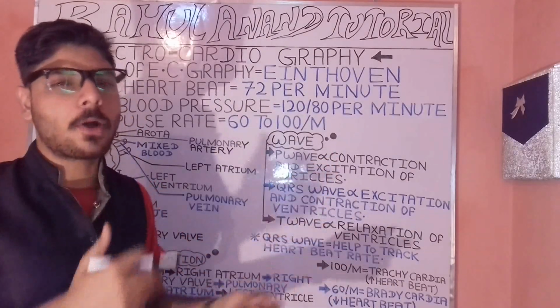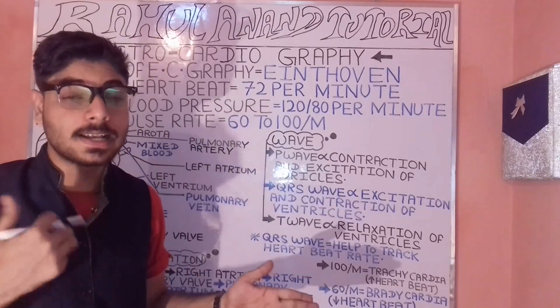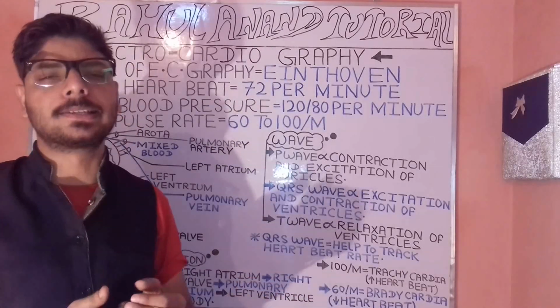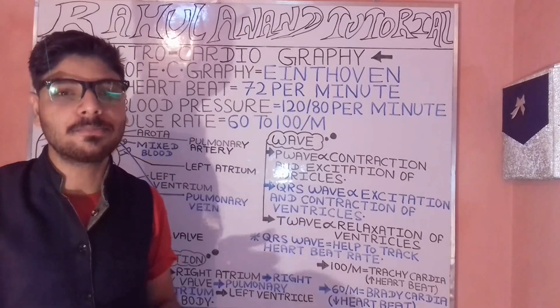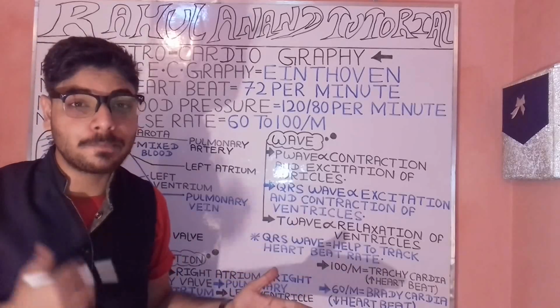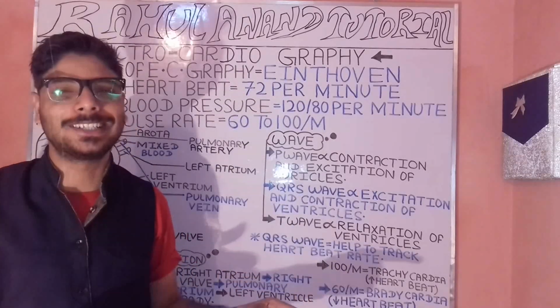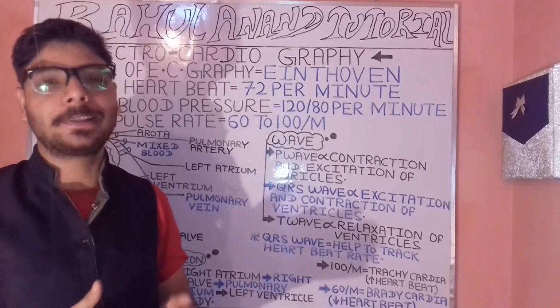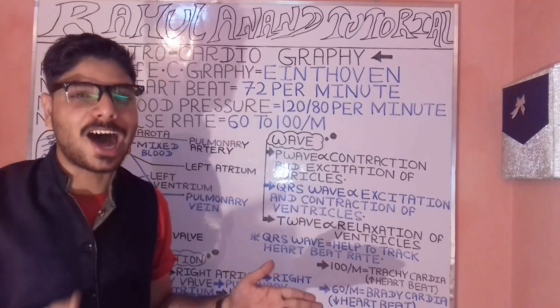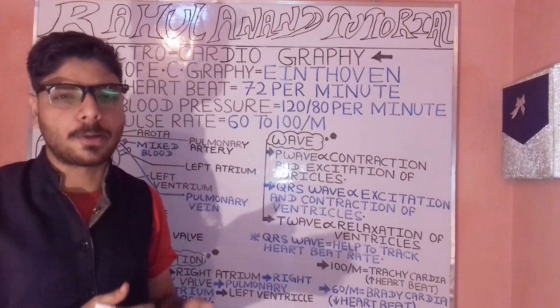Now, when we are talking about these cases, in terms of the electro, it means something related to the electrical impulses, and cardio means something related to the heart rhythm, etc. Graph means the particular demonstration, such as we are having the different types of waves. These are the P wave, the Q wave, the R wave, the S wave, as well as the T wave. Now let's understand this in detail.